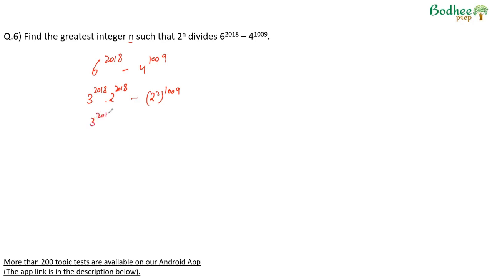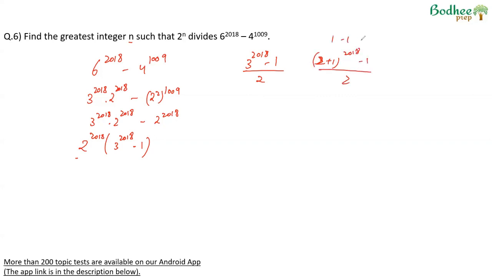This becomes 3 raised to power 2018 into 2 raised to power 2018 minus 2 raised to power 2018. Taking 2 raised to power 2018 common, we get 3 raised to power 2018 minus 1. Clearly, this entire part is divisible by 2 raised to power 2018. Let us see what is the highest power of 2 that we get from the second bracket. 3 raised to power 2018 minus 1 divided by 2: 3 becomes 2 plus 1, so we get a remainder of 1 and minus 1. So this will be 0. So this is also divisible by 2 individually.